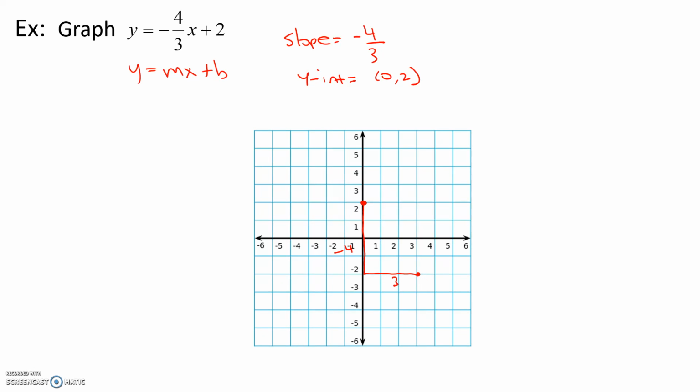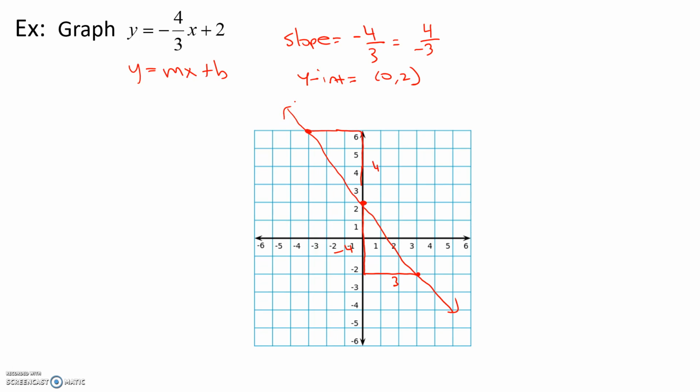Now keep in mind that negative 4 over 3 is the same thing as 4 over negative 3. So we could also say that the rise is positive 4, which means we would go up 1, 2, 3, and 4. And the run is negative 3, which means we would go to the left 3. And this would give us a point on the same line.